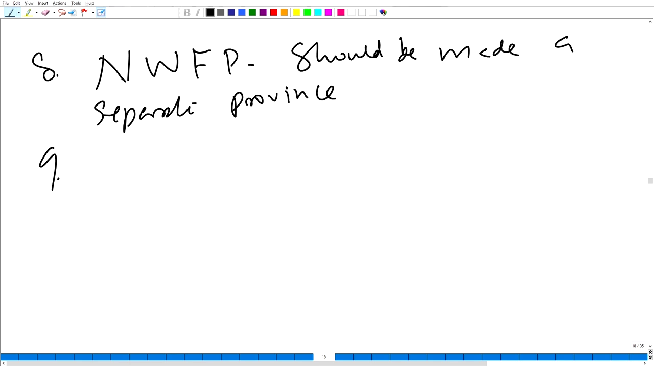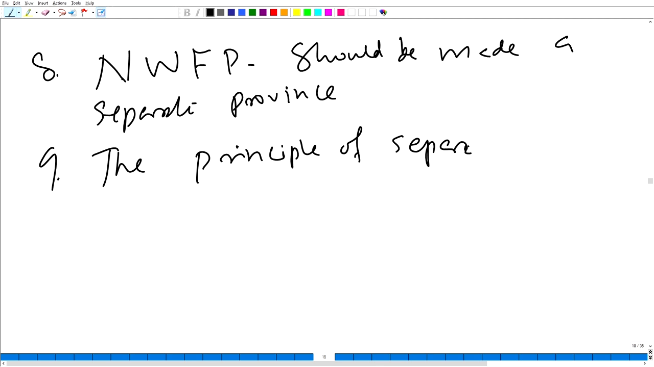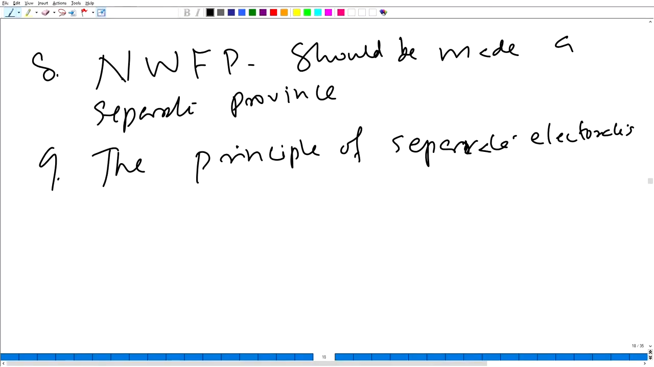Ninth, it was related to the principle of separate electorates. As you know, separate electorates were introduced for the Muslims for the first time in the 1909 Government of India Act. It was further extended by the Government of India Act 1919. It made clear that reservation of seats for Muslims should be given wherever they were a minority.